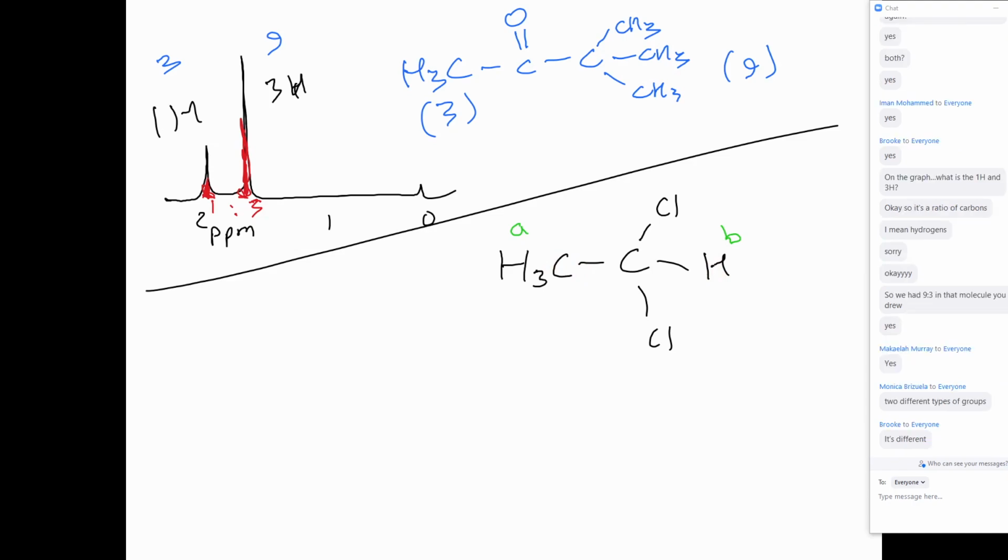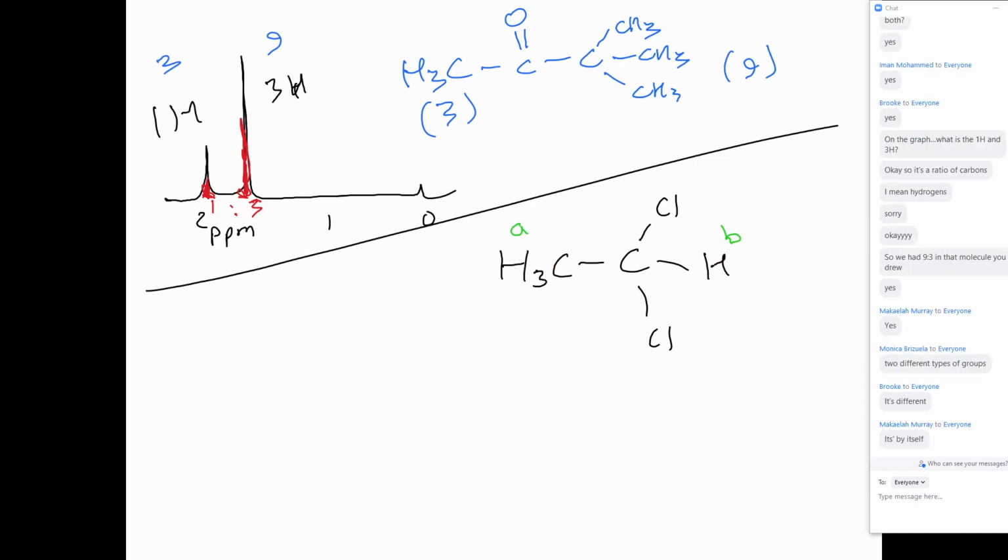2 different types of groups. Perfect. By symmetry, it is not the same. No mirror plane, no anything. Okay, so let's consider all the features of A and B. A is close to or far from the chlorines, relatively speaking.